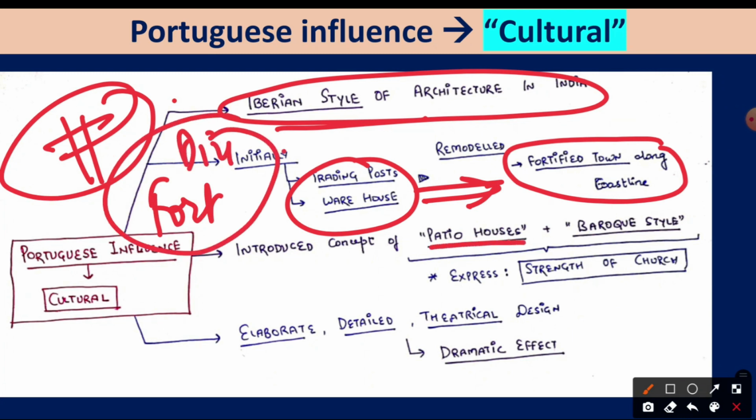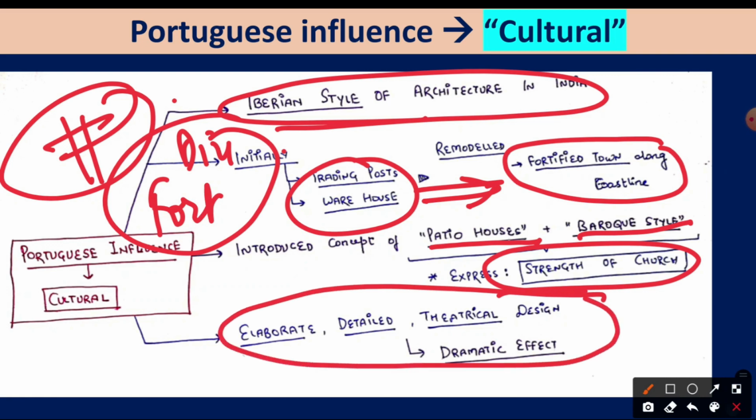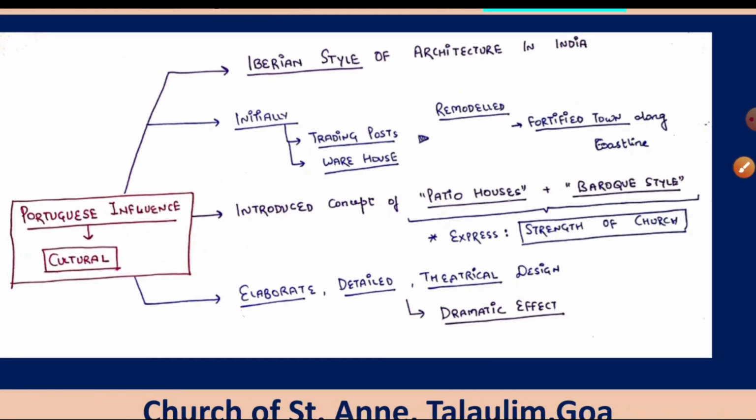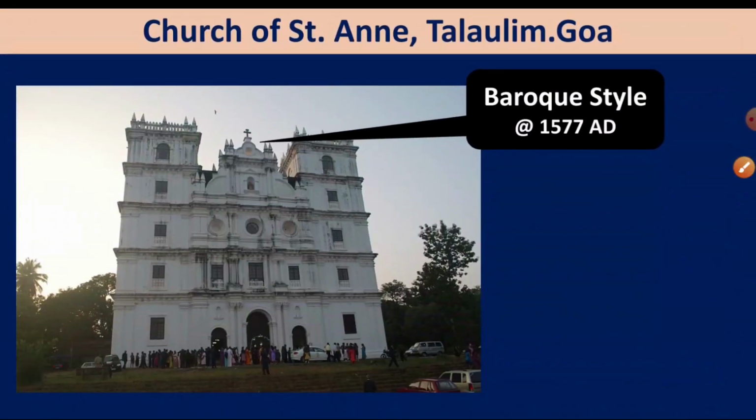Next, they introduced the concept of the patio house and the barbecue style, which represented the strength of the church, and a lot of things that they have done that have a dramatic effect. So the Portuguese also influenced our culture a lot. Not as much as the British or as much as the Dutch, but yes, in the areas that are there. For example, Goa, Daman, Diu, there we can find the influence.